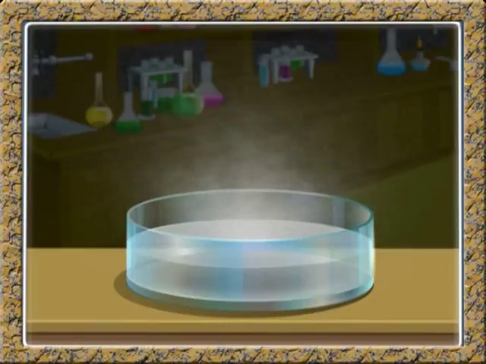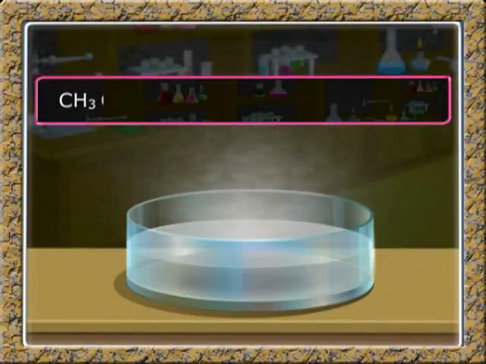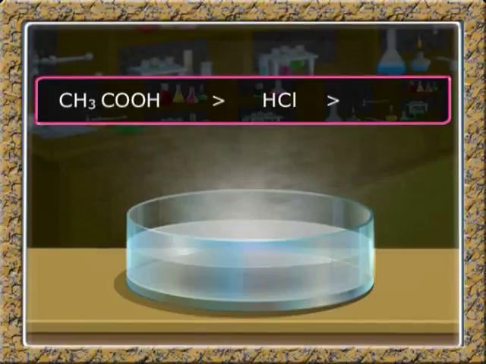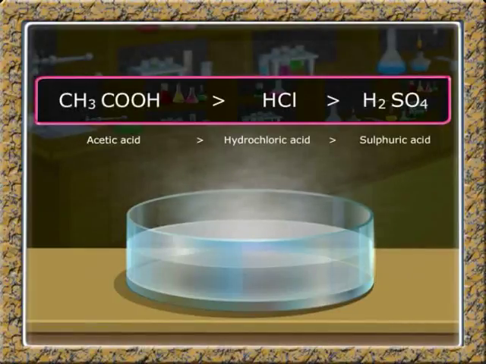Yes, it is acetic acid, then hydrochloric acid and finally sulfuric acid. Acetic acid is the most volatile and then comes hydrochloric acid and finally sulfuric acid. CH3COOH is more volatile than HCl, which is more volatile than H2SO4.